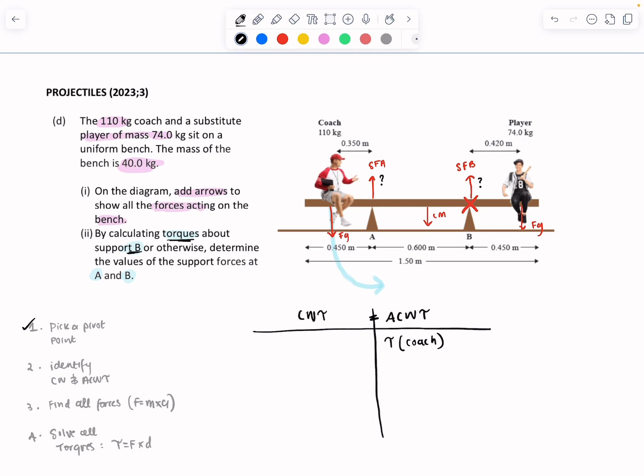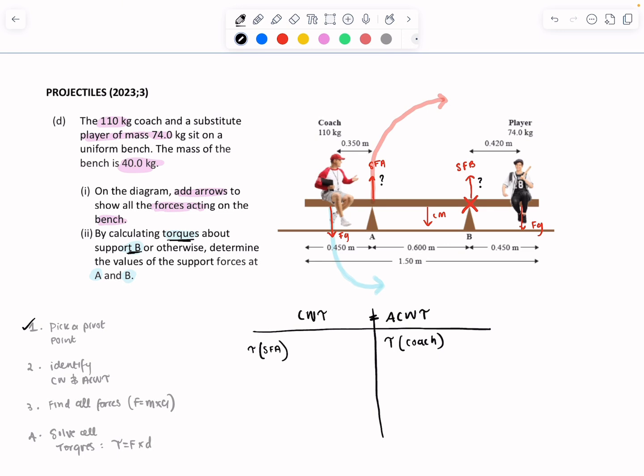What else have we got? Let's move on to support force A. Support force A is providing a force upwards. And if we were to continue to follow this force upwards, around the pivot point B, it would spin this whole plank in a clockwise direction. So we can chuck that on our clockwise side of our table. So we've got the torque of support force A spinning this plank in a clockwise direction around pivot point B.